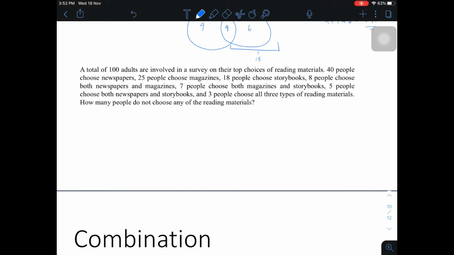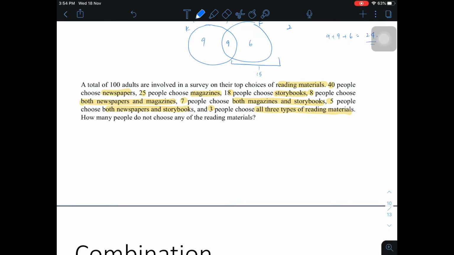So there you go. Next question: a total of 100 adults were involved in a survey on their top choices of reading materials. 40 people chose newspaper, 25 magazine, 18 storybooks, 8 both newspaper and magazine, 7 both magazines and storybooks, 5 both newspaper and storybooks, 3 all 3 types. So we understand that there is also an intersection between the 3 sets, which is the newspaper, storybooks, and magazine. So with this, we will draw 3 circles, and the intersection would be 3, because 3 people chose all 3 types.